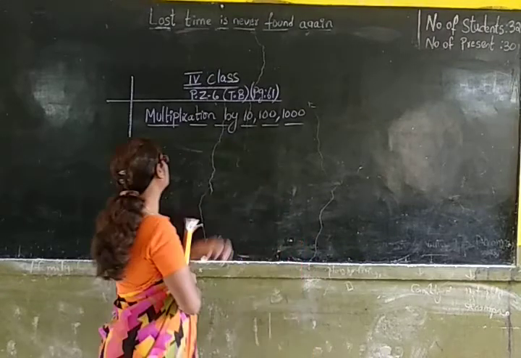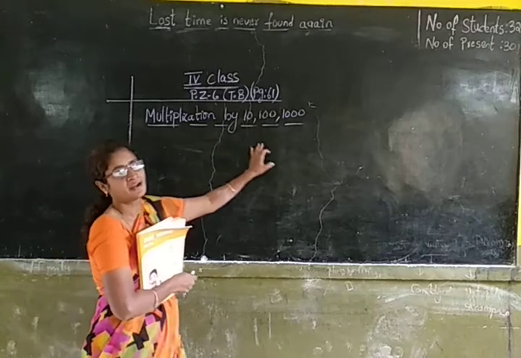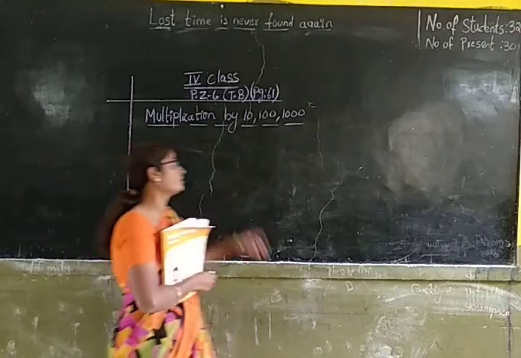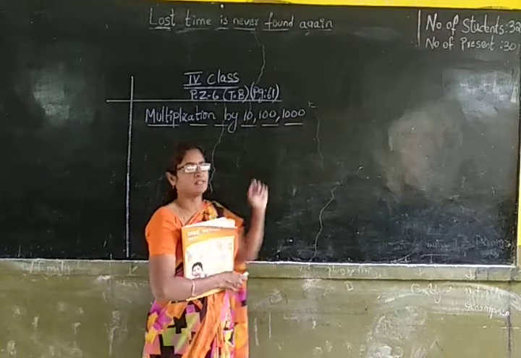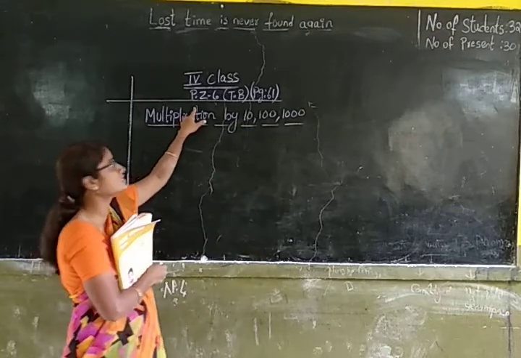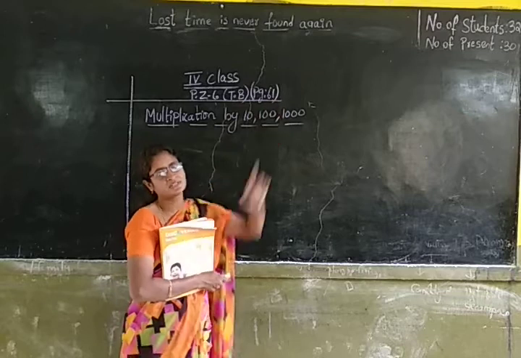In the previous class we have learned about multiplication by 3-digit number. Today we are going to learn multiplication by 10, 100 and 1000. Today we are going to do practice zone 6 in textbook page number 61.